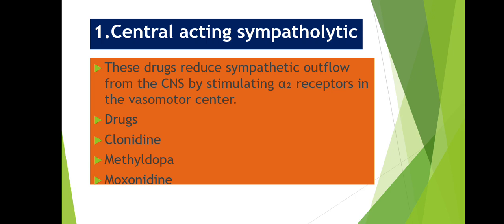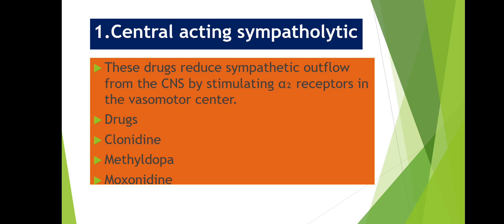So what do we mean by central acting sympatholytics? The central, we mean to say central nervous system. The central nervous system we're talking about is the brain and the spinal cord. So when we say central acting sympatholytics, we mean the sympatholytics, this medication that works against the sympathetic nervous system, can work in various ways, but the other way is that it also works in the brain, hence central. So how do these sympatholytics work in the brain?